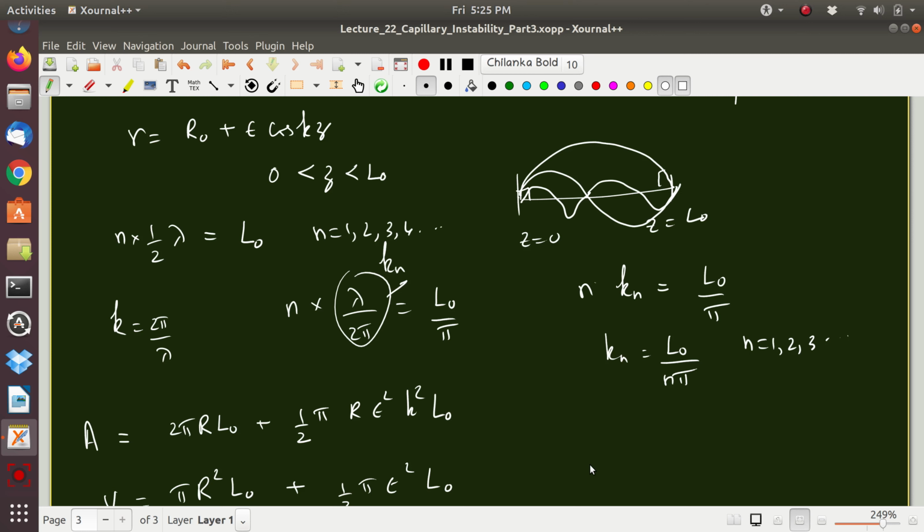So this is how one does viscous capillary jets, as well as jets with finite domains, finite lengths. I'll stop here and I'll continue in the next module. Thank you.